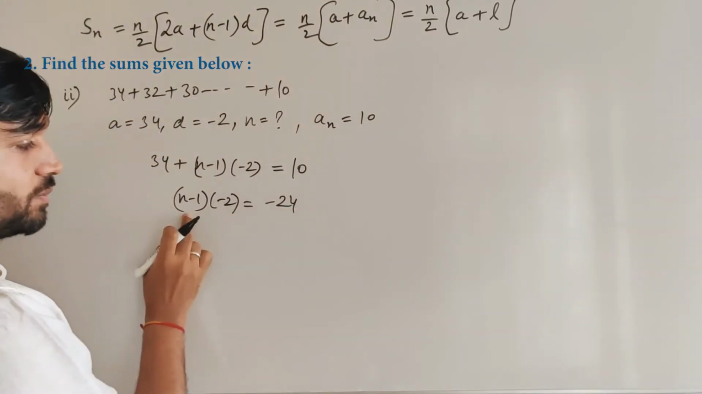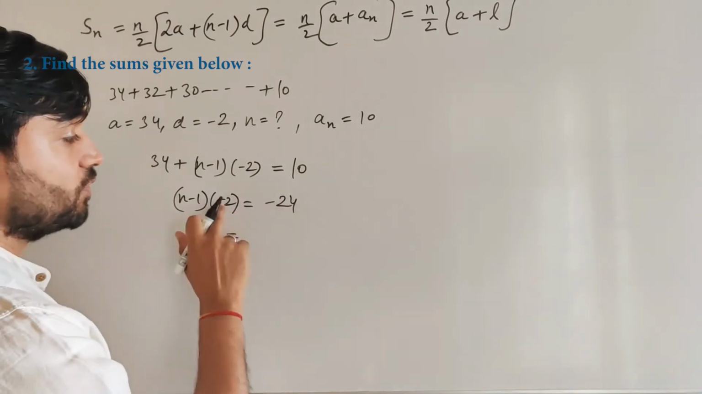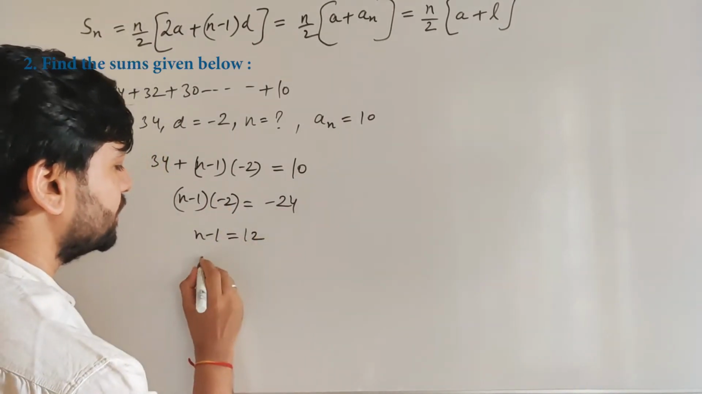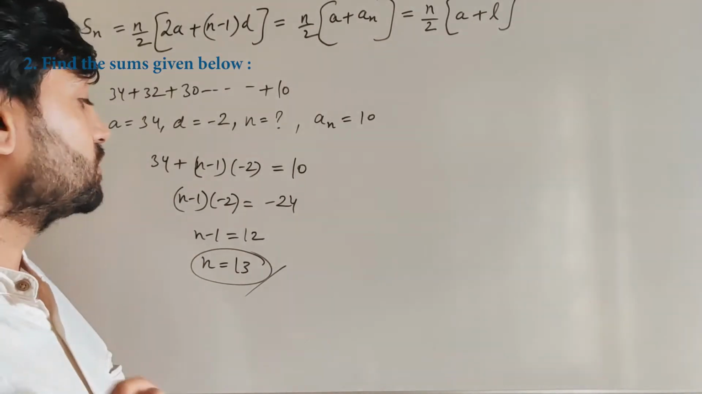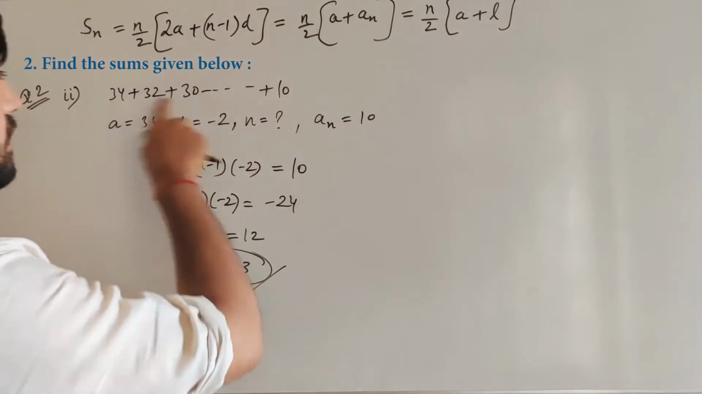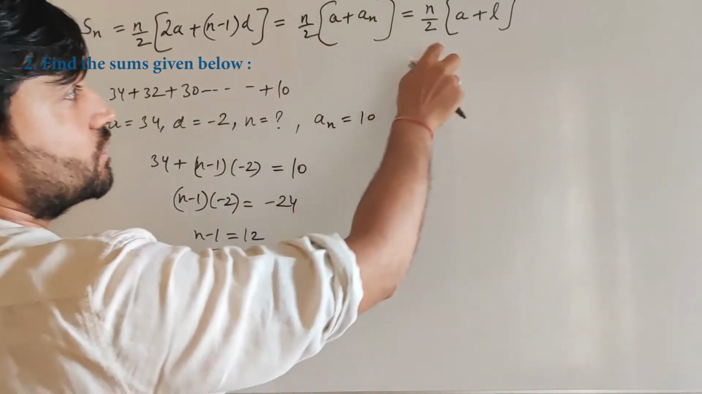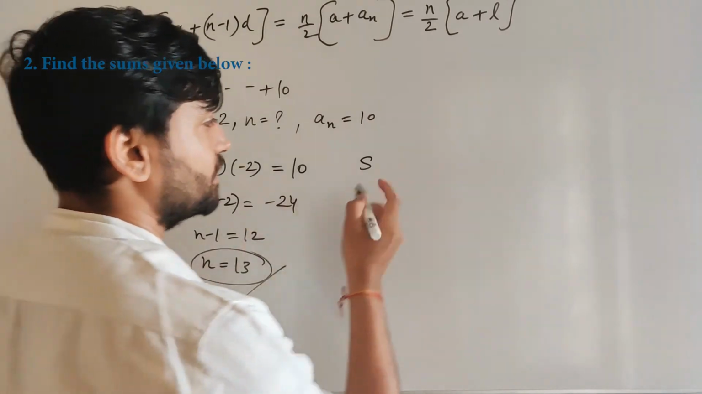This minus 2 is in multiplication here. So when it goes to the other side, it becomes division. So minus 24 by minus 2 gives you 12. So n becomes 13. So the number of terms is 13. Okay, so we now know the number of terms. We know the first term and the last term. So we can quickly use this formula to find S13.